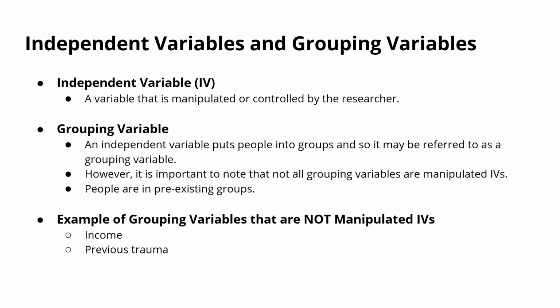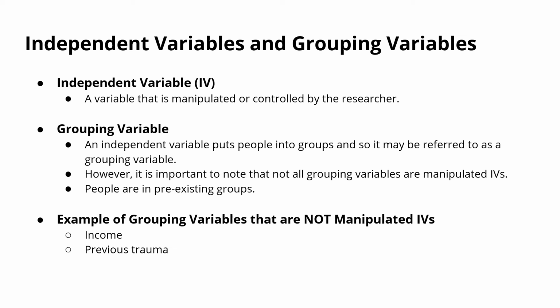So when you're doing statistical analyses in software, they'll often refer to all independent variables or grouping variables as just grouping variables, because it doesn't matter from a statistical standpoint if you manipulated or did not manipulate the independent variable. What's important is which groups they're in.